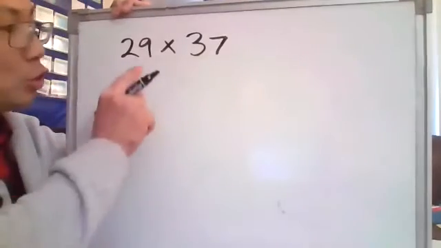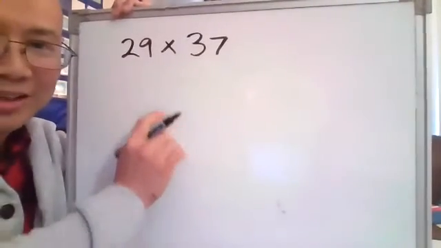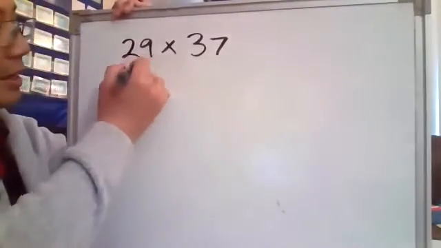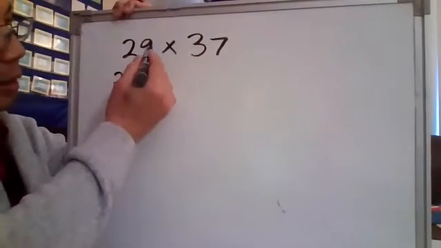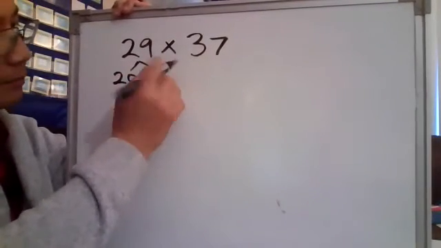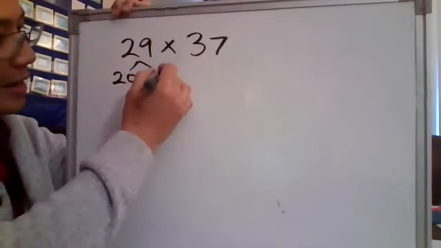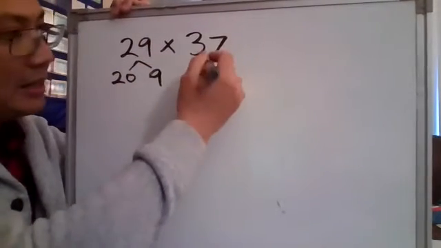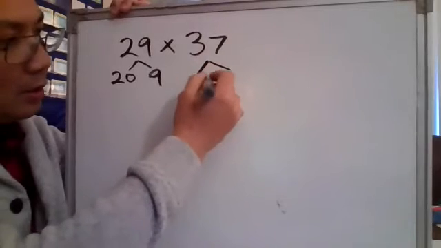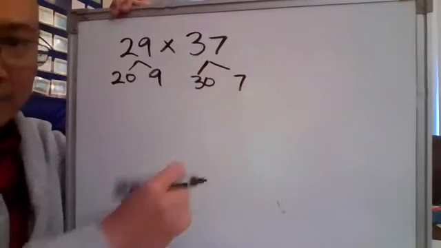Now we have our numbers, 29 times 37. I'm going to break the numbers down. In my 10 spot, I have 20. In my 1 spot, I have 9. So I have 29. Then my next number I'm going to break down is 30 and then 7.